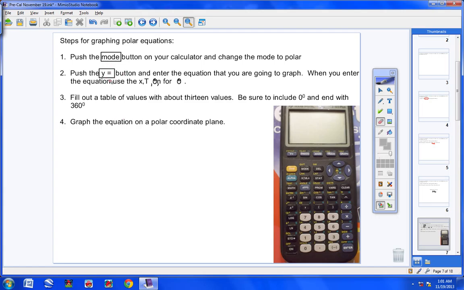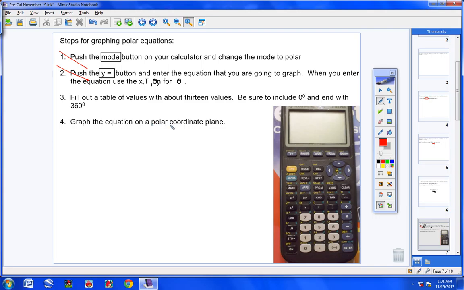Now, Caleb and Corey, you don't have graphing calculators, so you're not going to worry a whole lot about steps 1 and 2. And by the way, don't go tell your parents they have to spend $130 on a graphing calculator. That's not necessary. They're nice to have, and they're definitely going to save you a lot of time on these problems, but you don't have to have one, okay? So you guys will skip steps 1 and 2, and you're going to take the equation and fill out a table of values using 13 values going from 0 to 360.